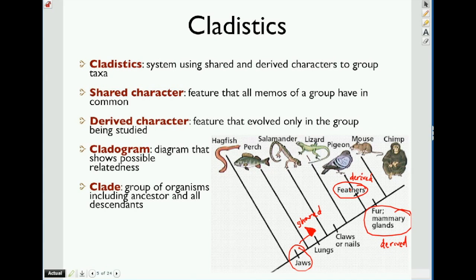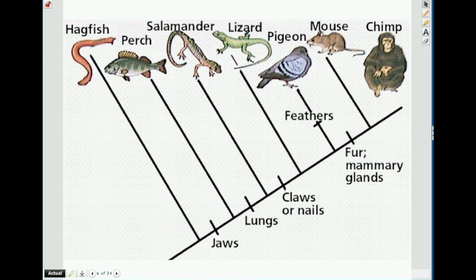And so then a cladogram is basically where we show possible relatedness. So this whole diagram would be called a cladogram. And then each group would be called a clade. So for example, the hagfish could be a clade, or the lizard could be a clade. So here's the diagram a little larger. Probably should have drawn all over that one instead.